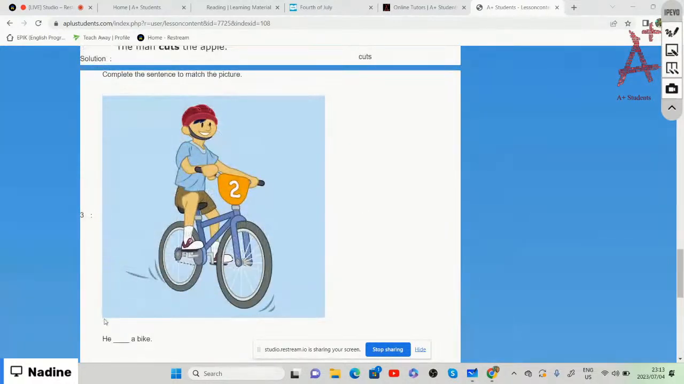All right. Look at what this little boy is doing, right? He a bike. What is this boy doing, right? So what is this boy doing? We need to look at the picture and then you basically need to say what the boy is doing.